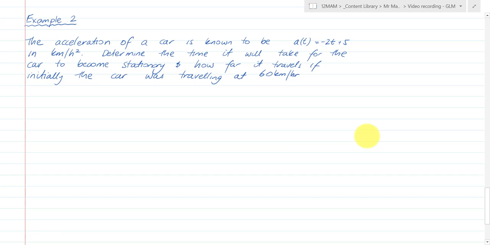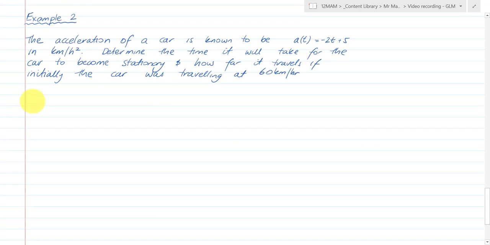Determine the time it will take for the car to become stationary and how far it travels if initially the car was traveling at 60 kilometers per hour. Okay, so we need to first determine what information we have. We know that acceleration equals negative 2t plus 5. We also know that v0 is equal to 60 because that's given here, and there's our acceleration.